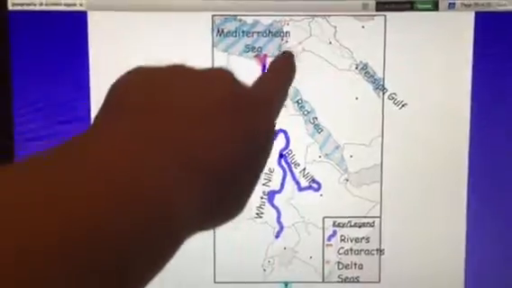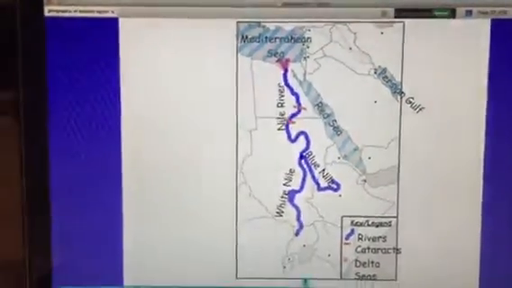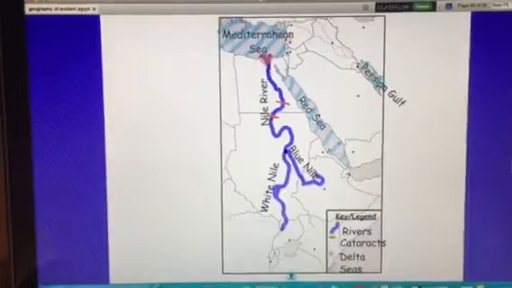Remember, this area right here is the Fertile Crescent. We were just studying this with Mesopotamia. So you can see how close these two countries are.